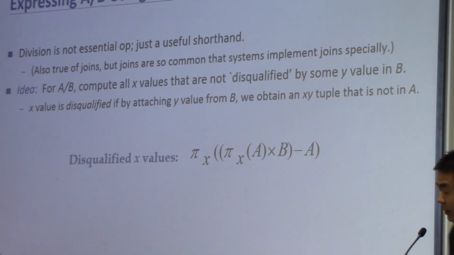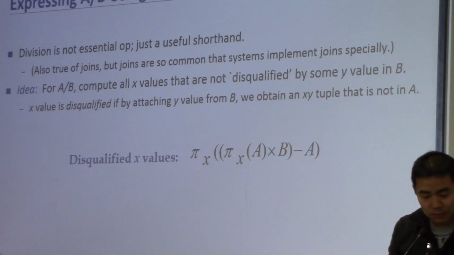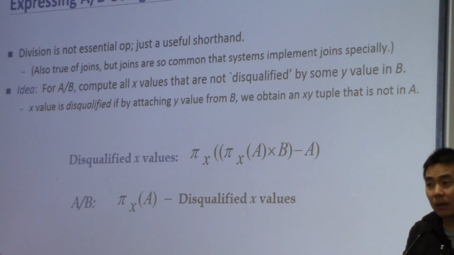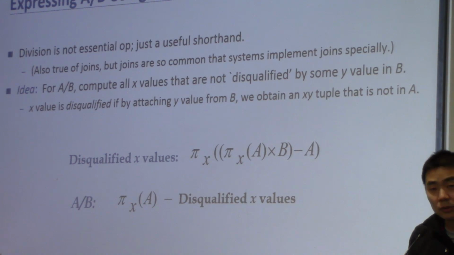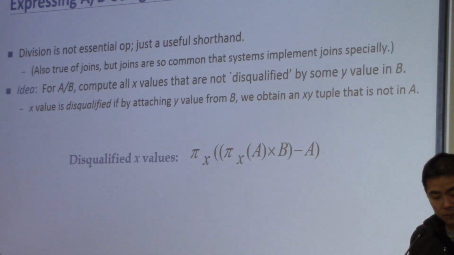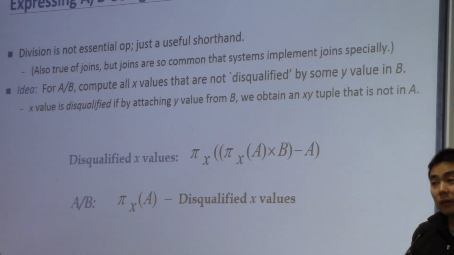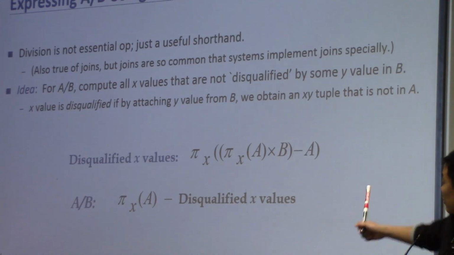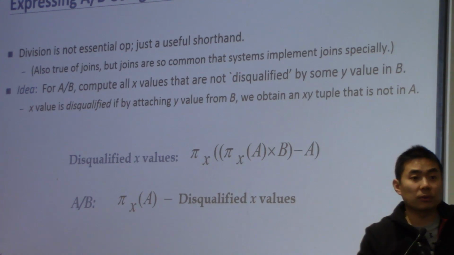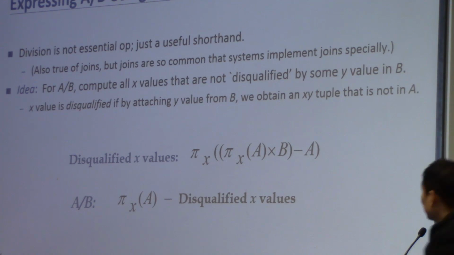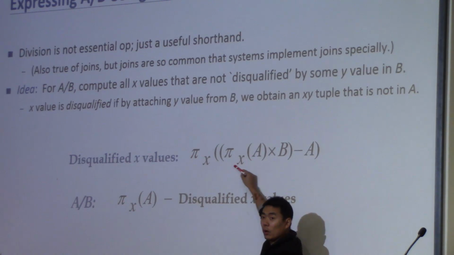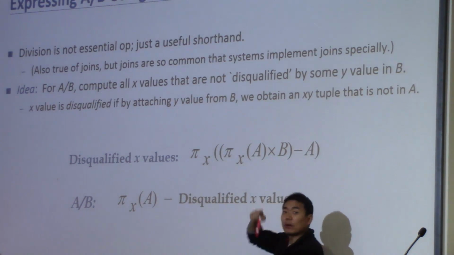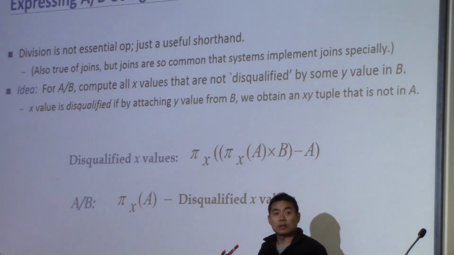Expressing A divided by B using basic operators, I went over this last lecture, and I'm not going to repeat myself. If you don't fully understand what's going on here, you should try to review this and work out this expression step by step, like I did towards the end of last lecture. What you simply do is take an instance of A, take an instance of B, and work out these steps one by one to understand what's going on.